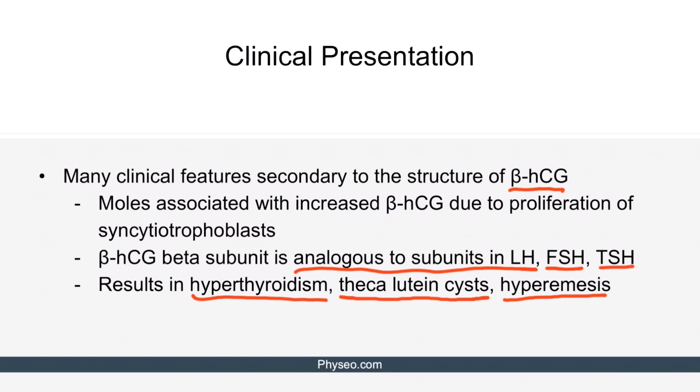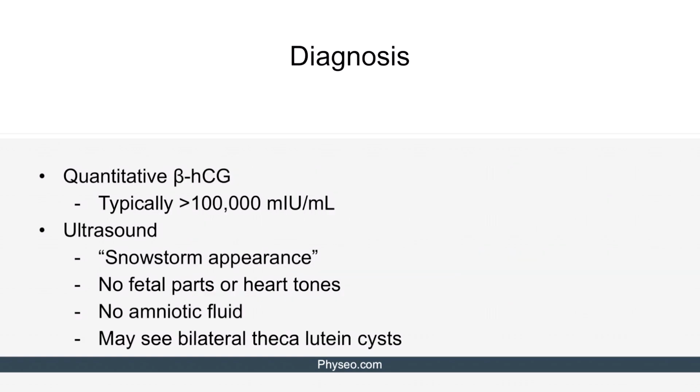When diagnosing a complete molar pregnancy, the most important lab to obtain is the beta-HCG level. In most complete molar pregnancies, the level will be greater than 100,000. In addition to the beta-HCG level, a pelvic ultrasound can also be useful. The appearance on ultrasound is often described as a snowstorm appearance, and this is due to the swelling of chorionic villi. There will be no fetal parts, no heart tones, and no amniotic fluid present. In addition, the patient may also have bilateral theca-lutein cysts on the ultrasound. These will appear as cysts with thin walls filled with clear contents on an ultrasound.